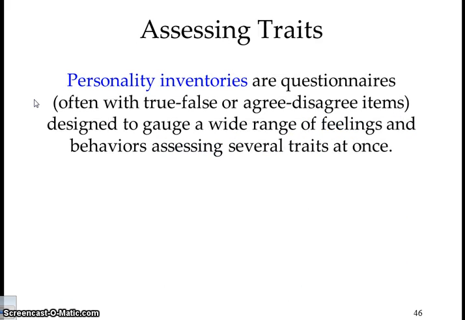Okay? Now, how you actually assess traits is through personality inventories, which are questionnaires. Normally they're true or false, or agree, disagree, this mostly describes me, this all the time describes me. And so what you do is you look at that data and figure out what a person's personality is. So it's a questionnaire to figure out somebody's traits. The Myers-Briggs is a personality inventory, and it really does help people figure out what a personality is.